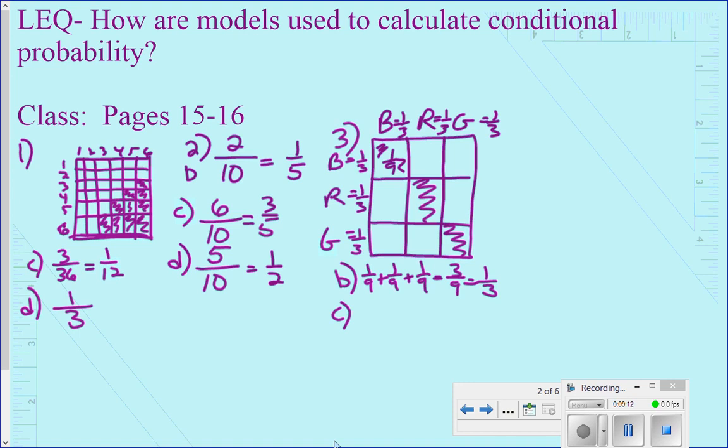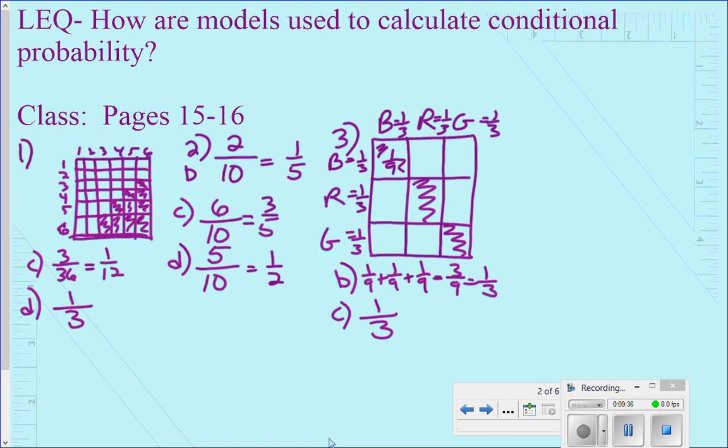Part C, if you know you got the same color twice, what is the probability the color was blue? Again, these are nice and even probabilities. So I can just say, well, there's only 3 spots that all have equal probabilities, and only one of those is the blue-blue color combination. So that's 1 out of 3. The probability of getting blue, blue, if you know you got the same color twice, is 1/3.